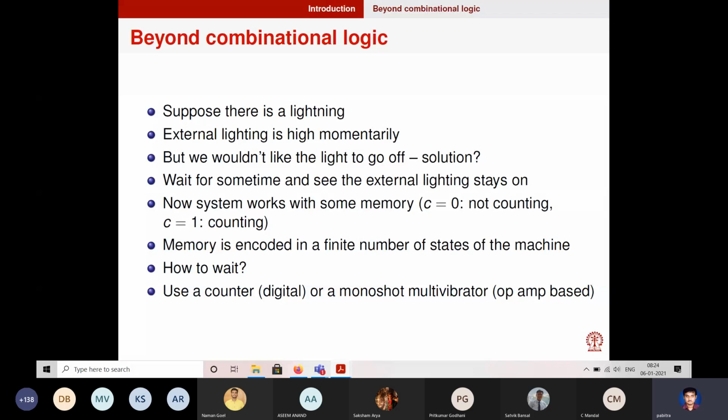Okay, so now let us come to a slightly more complex case, where we will see that such simple logic might not work. We need something more. Consider the situation that maybe there's a lightning outside. Maybe there is a thunderstorm and there's lightning outside, and the external light, maybe for a second or two, is high. There is a flash of light and it is high.